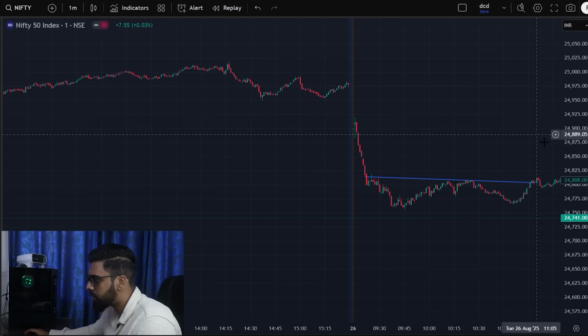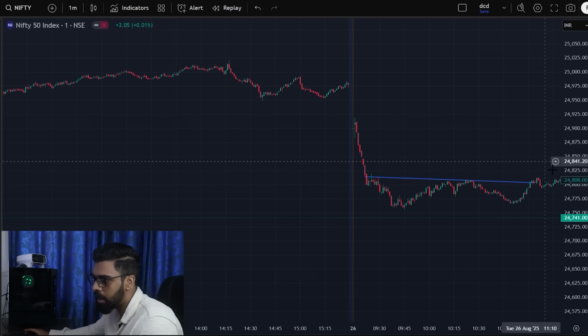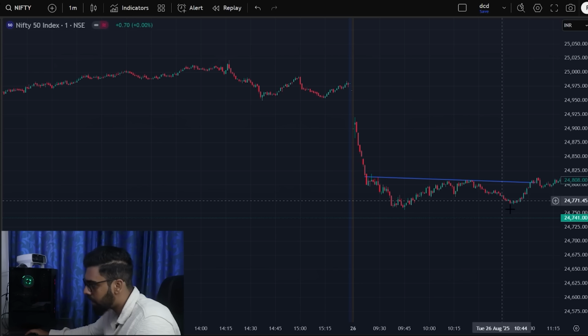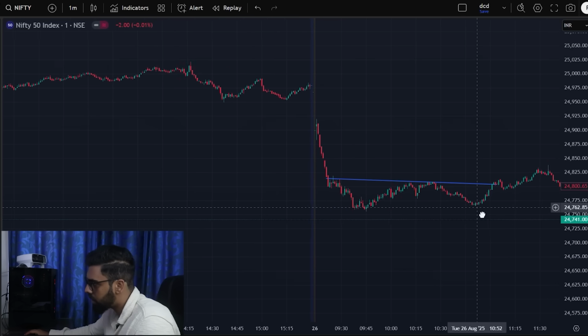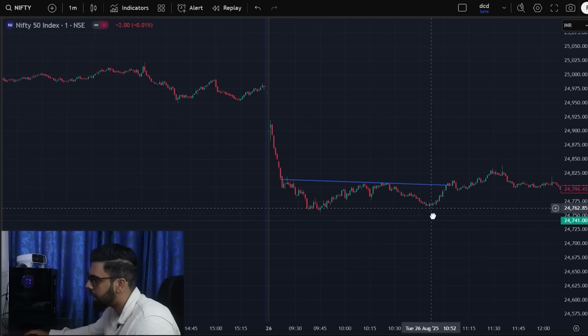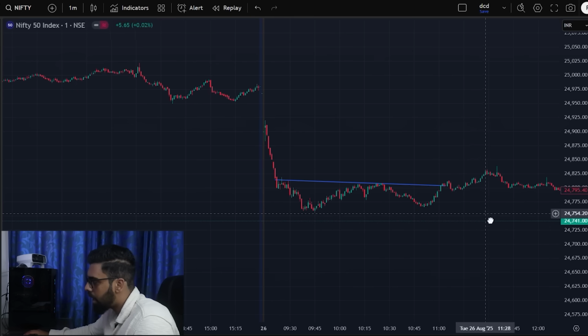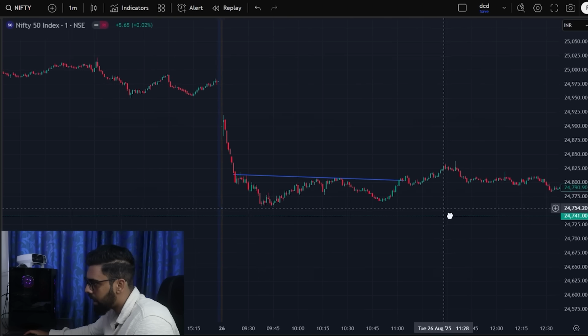With our target, as we discussed, we'll be keeping it at around 15 to 20 points, and stop loss at the previous swing levels, that is the 24,770 level. This here will be our stop loss. So the target will be 15 to 20 points. As we can see, we have hit our target, and let's see what the market has to offer.